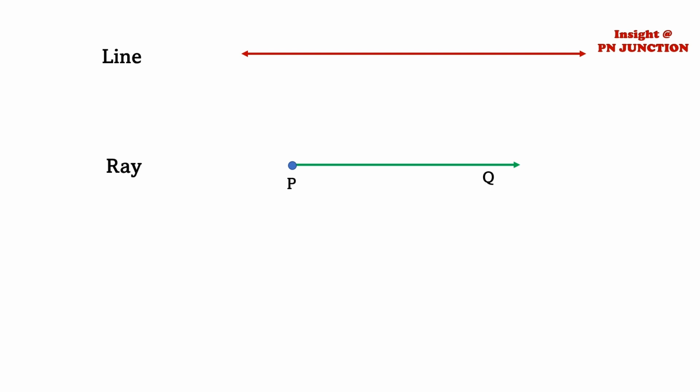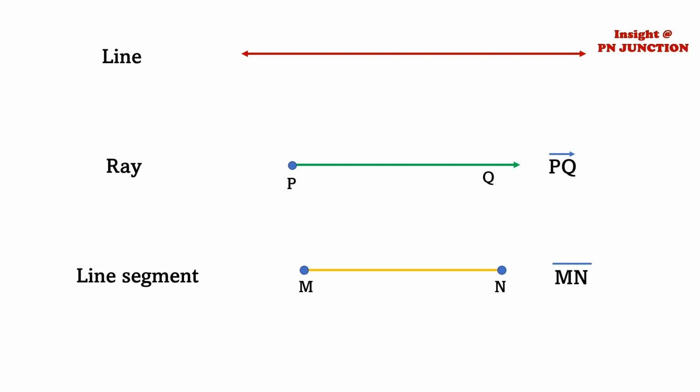For example, ray PQ. Unlike lines that extend infinitely, line segments have two distinct endpoints. They are finite in length and can be measured. A segment is named by its two endpoints, for example, a bar over MN.